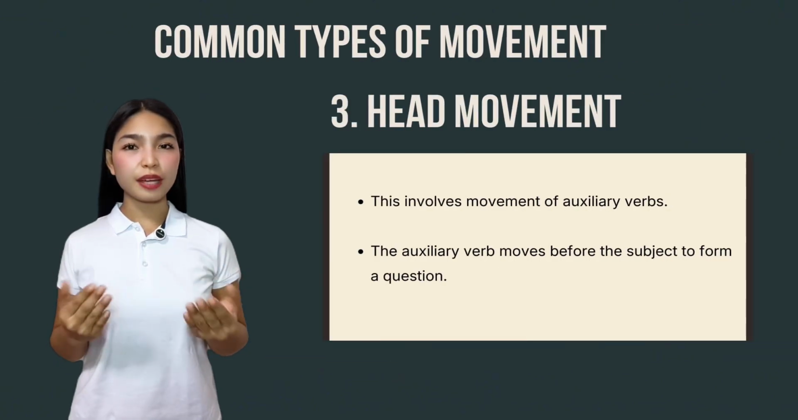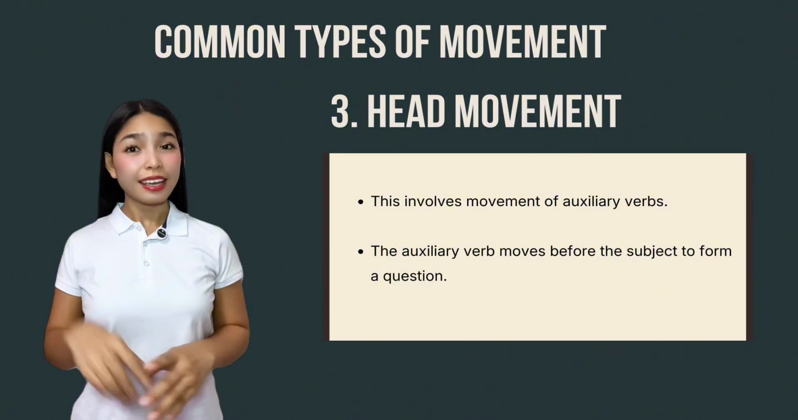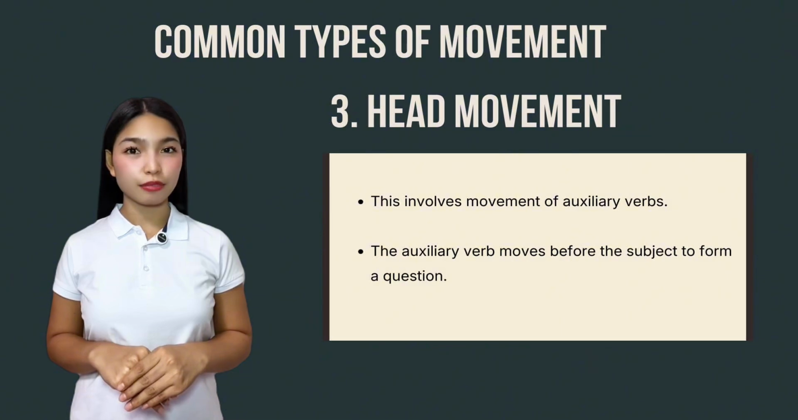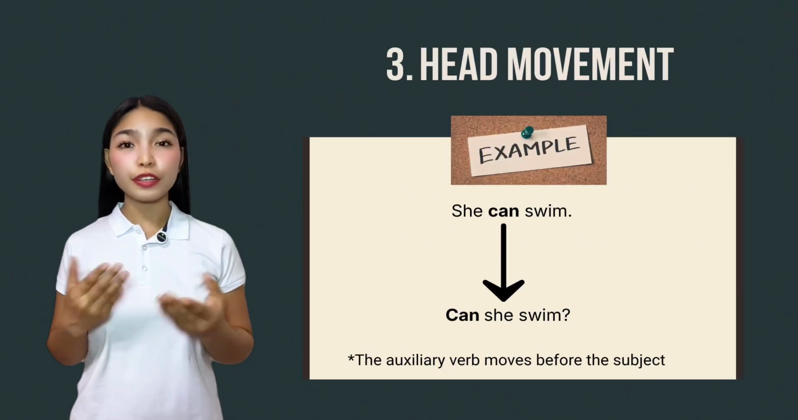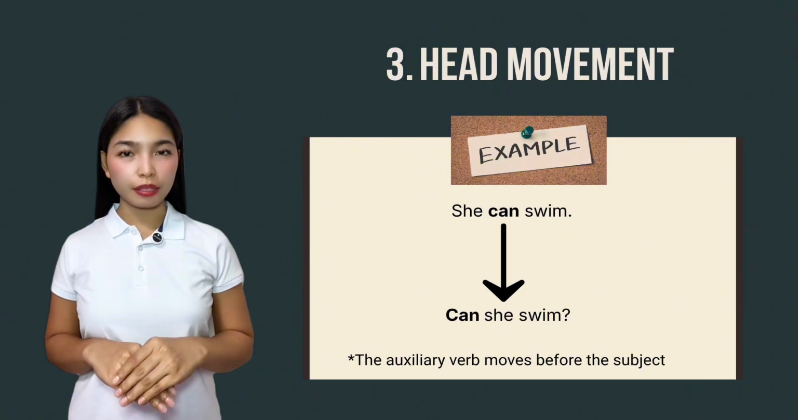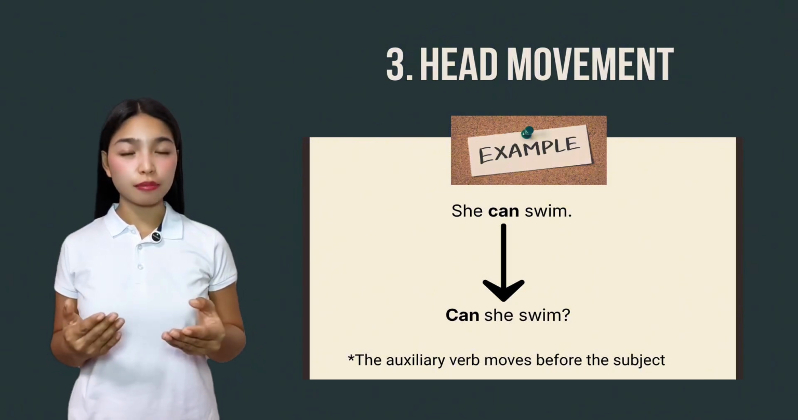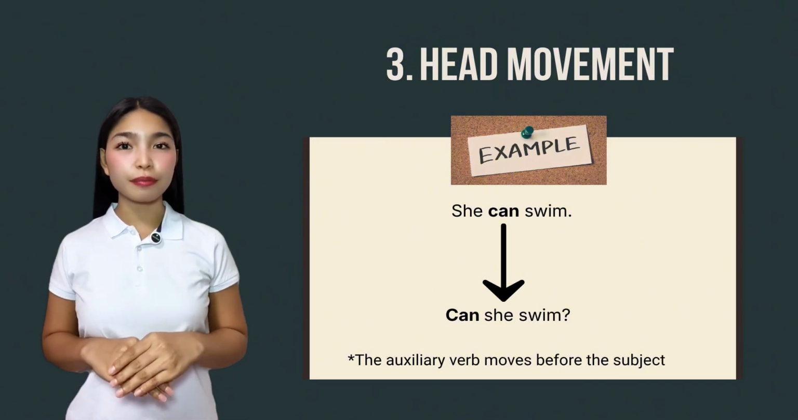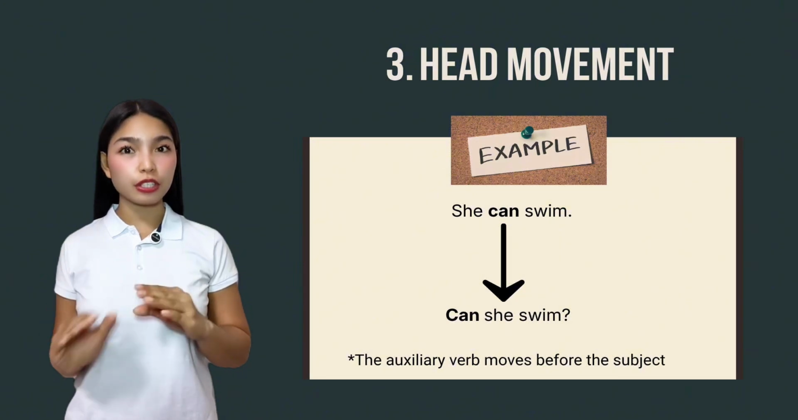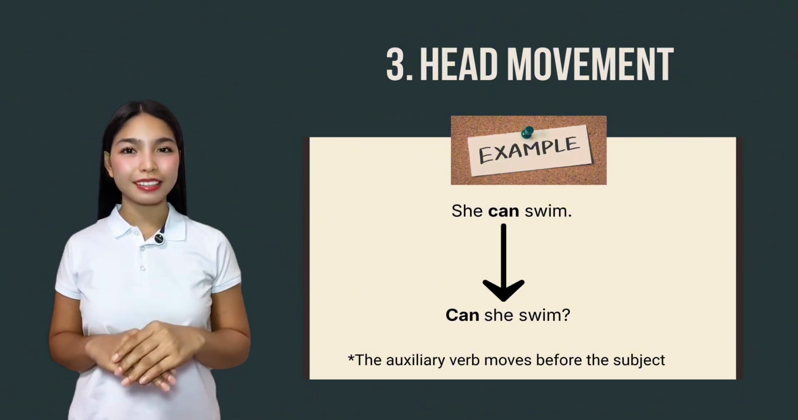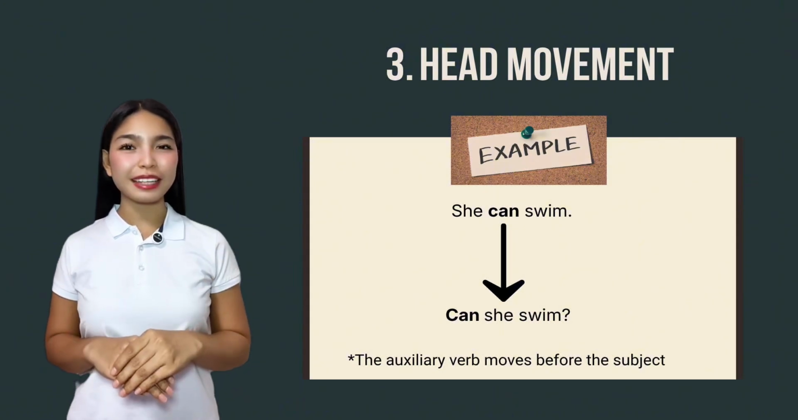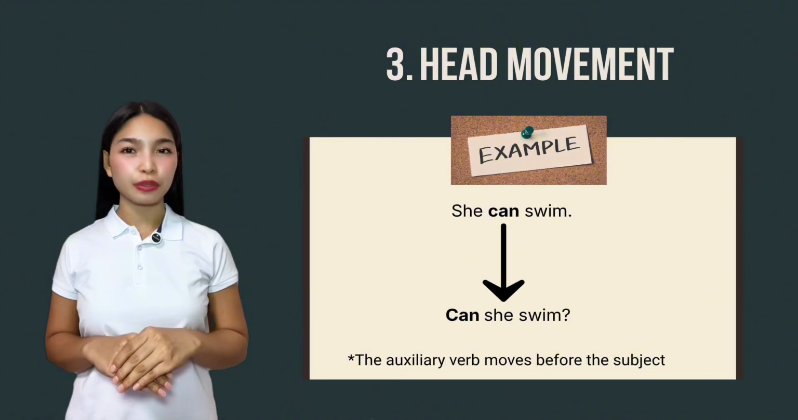So the third type is called head movement. In this type of movement, the auxiliary verb moves before the subject to form a question. So for example, she can swim. And after movement, it becomes, can she swim? So here, the auxiliary verb can moved from its original position to the beginning of the sentence before the subject she. So this movement helps us form a yes or no question.